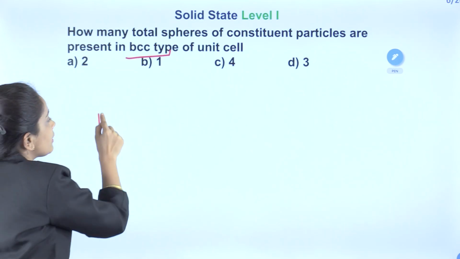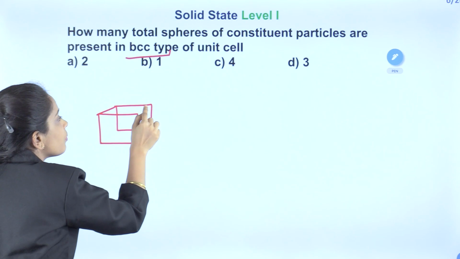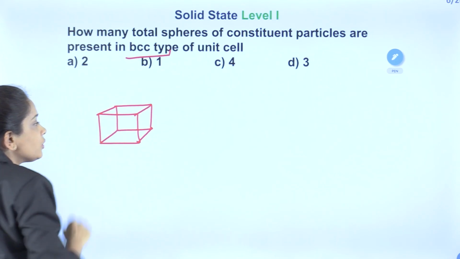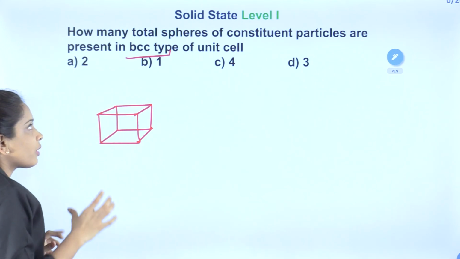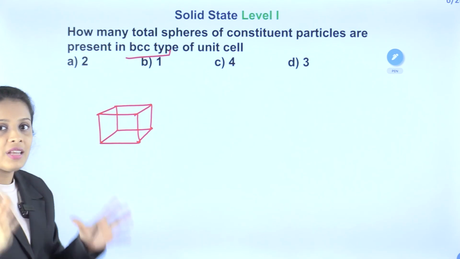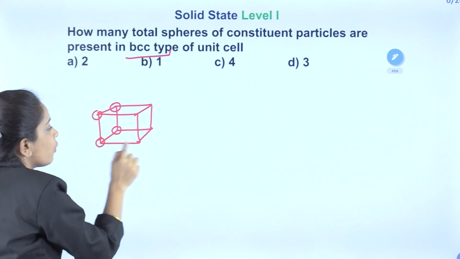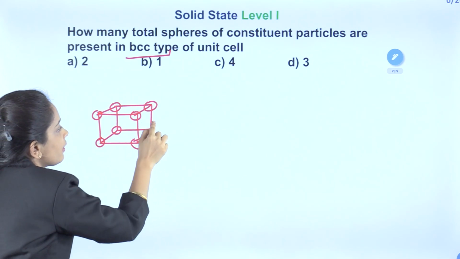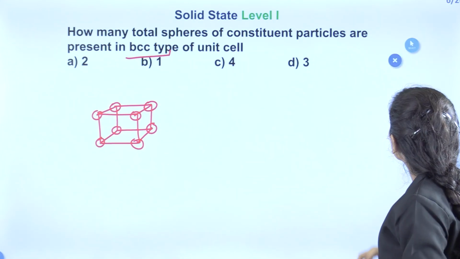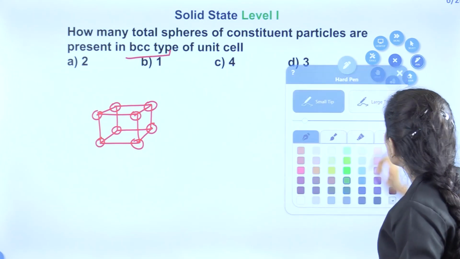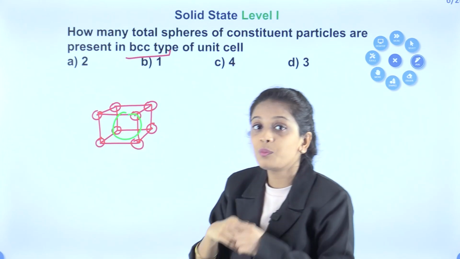I want you in the exam to answer directly, but understanding is more important, so it would be better for you in the exam to write the answer in a quicker manner. In BCC type of structure, we have particles on every corner, we have 8 corners, so 8 particles, 1, 2, 3, 4, 5, 6, 7 and 8 particles on each and every corner. Apart from that, because it is body centered, one particle is also present in the center, yes or no?